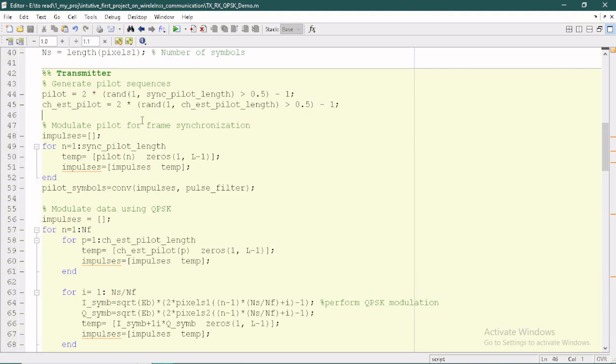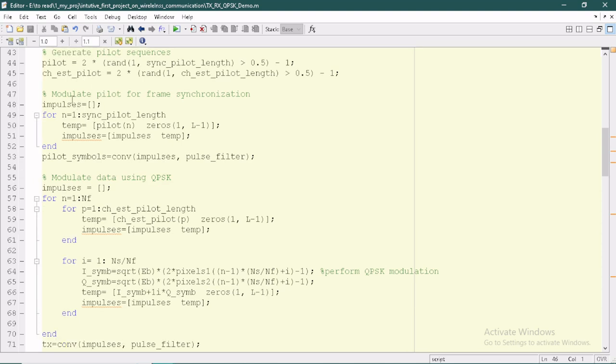This is the transmitter, and let's talk about each part briefly. Here we generate random symbols for the pilots, the synchronization pilots. Here we also generate random symbols of 1 and -1 for the channel estimation pilots. Here we do the QPSK, but here we don't have QPSK modulation. This can be considered as a binary PSK modulation. We only take this data and upsample it.